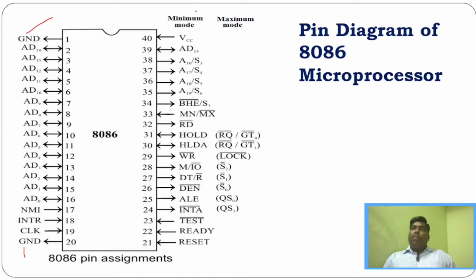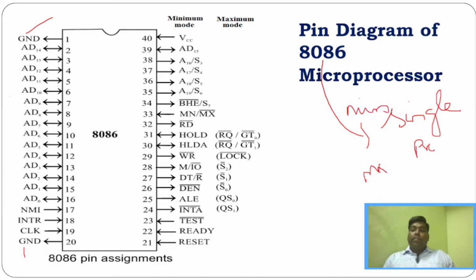I've already said about minimum mode and maximum mode. In minimum mode this 8086 processor will be acting as a single processor, whereas in maximum mode it will be acting as a co-processor, that is, it will be working in a multi-processor environment. That is the basic difference between minimum mode and maximum mode.